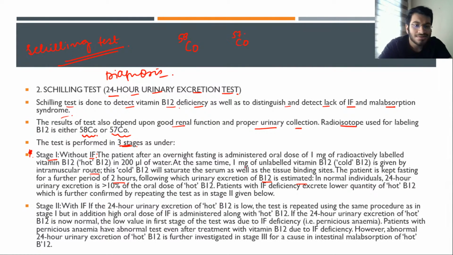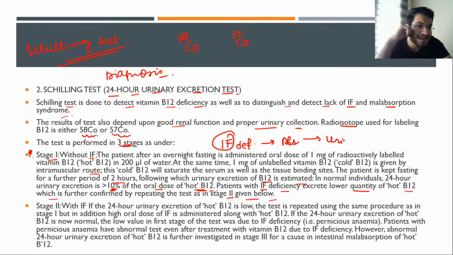In normal individuals, 24-hour urinary excretion would be more than 10% of the oral dose of the hot or radiolabeled vitamin B12. Patients with intrinsic factor deficiency excrete a lower quantity of B12, which is further confirmed by repeating the test as in stage 2 given below. Where intrinsic factor is damaged or deficient, B12 will not be absorbed, so less will appear in the urine and it will be lost through the feces.